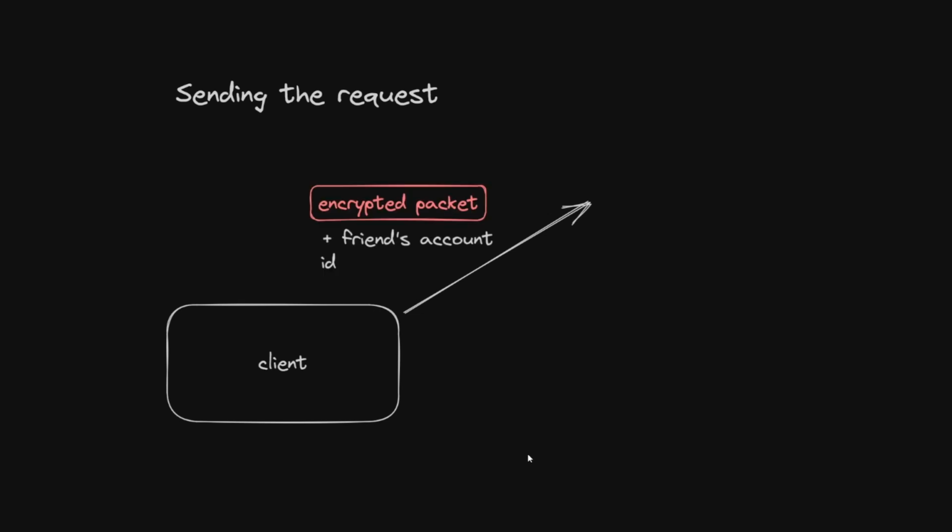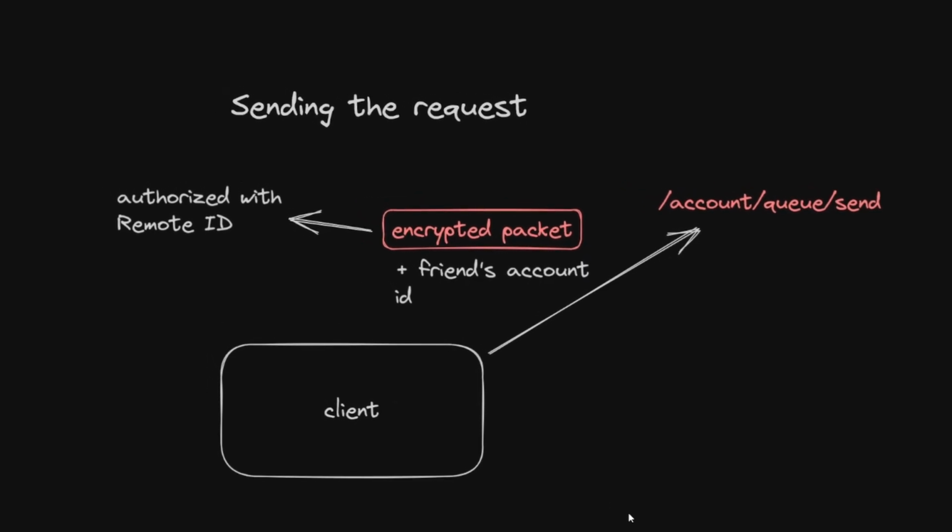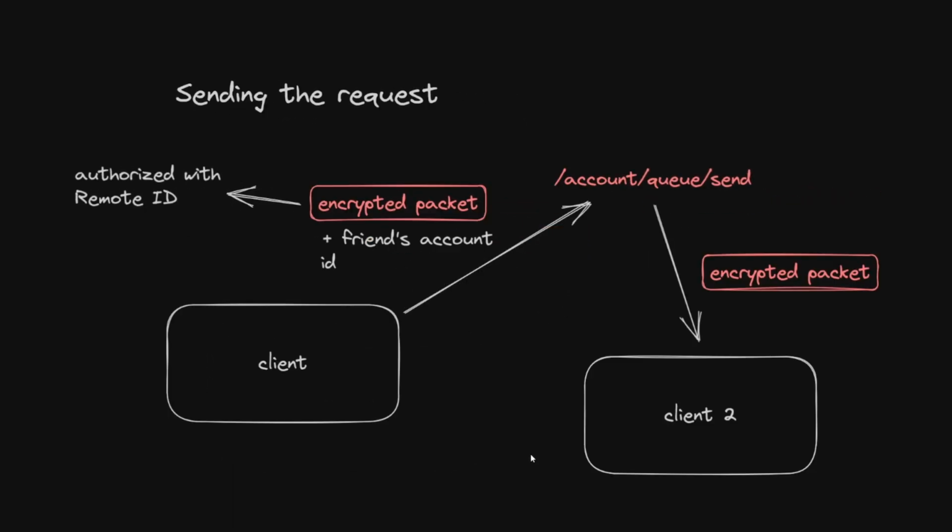Sending the actual request was kind of hard to implement, and I went through hell and back to get it done. But now, since it works, we're good. So we just send the encrypted packet and data of the friend to some endpoint, and this is of course again authorized with a remote ID, which will then queue it or just send it to the friend straight away if he is online.